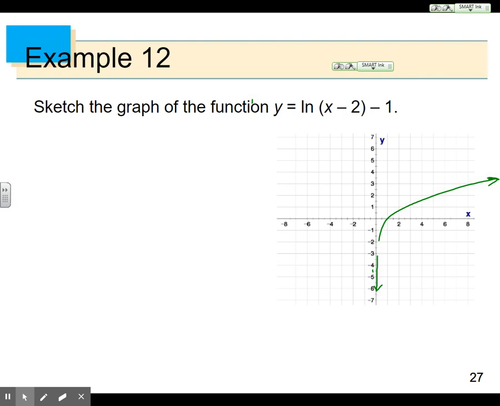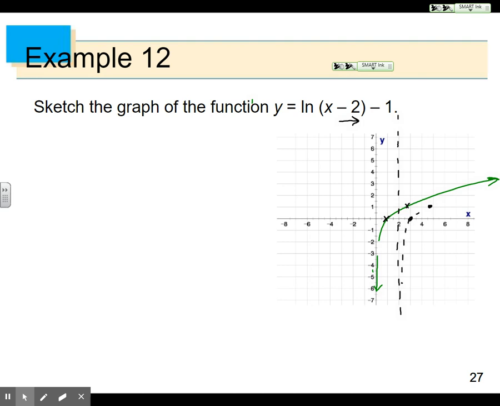Okay. So I've got this basic parent function, and now I'm going to move it around and do the transformations that we talked about a couple weeks ago. So I'm going to start inside the function. This minus 2, I believe it's going to move it to the right 2. So now instead of going through these main 2 points right here, I'm going to move those points to the right 2. So that would be right here. And let's see, 1, 2, right here. Now that's also going to move my asymptote to the right 2.